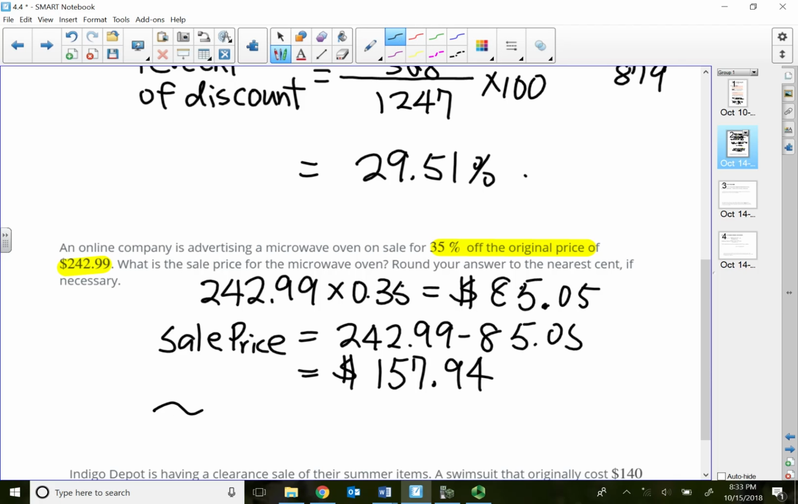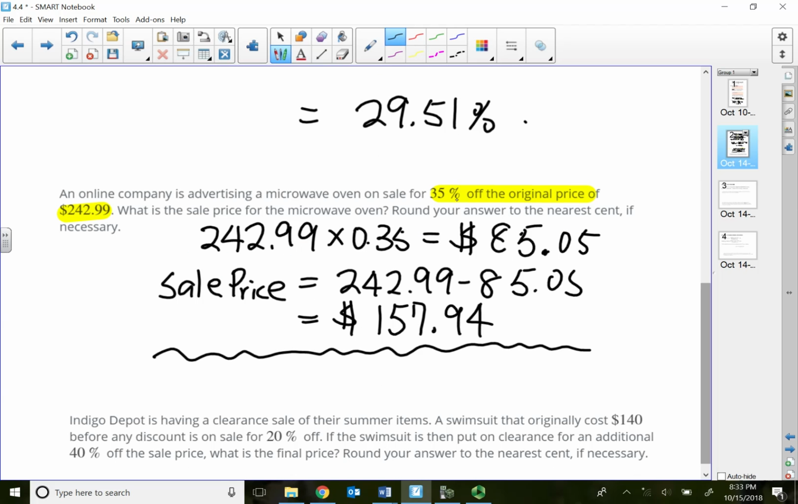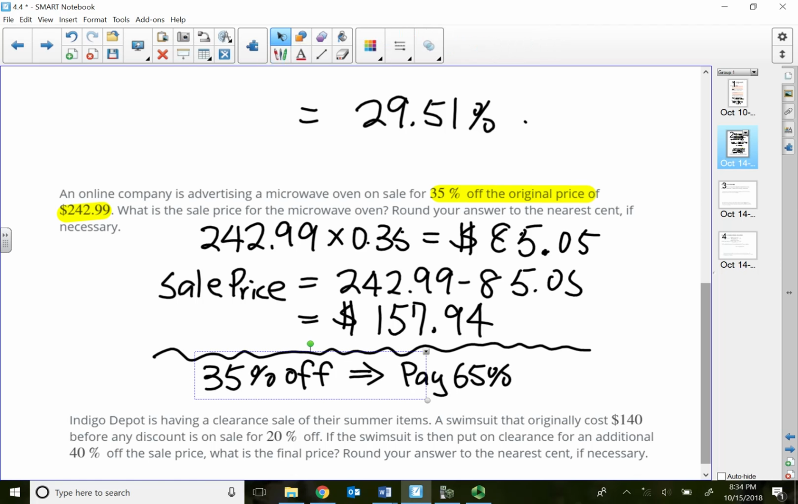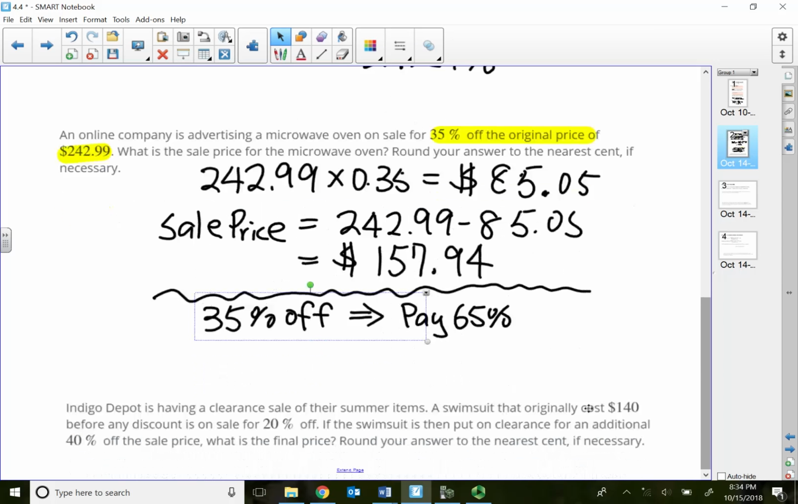Now another way to do this will seem a little bit quicker. But we have to understand what this 35% off means. 35% off, another way of looking at the same thing, actually means we're going to pay 65%. This is the same complement rule I mentioned in the latest lecture video. 35% off means I still have to pay 65% of my original price, $242.99.